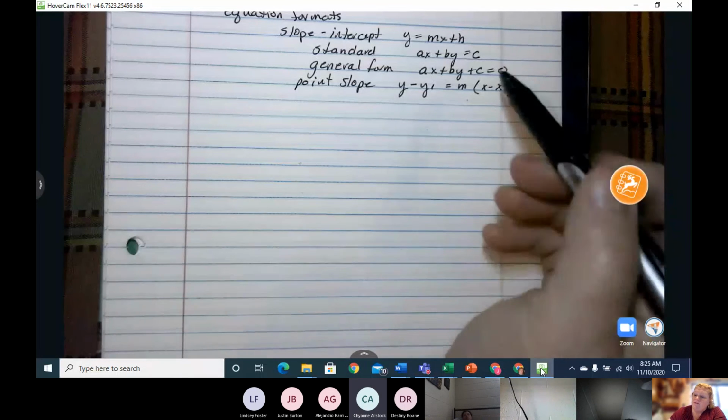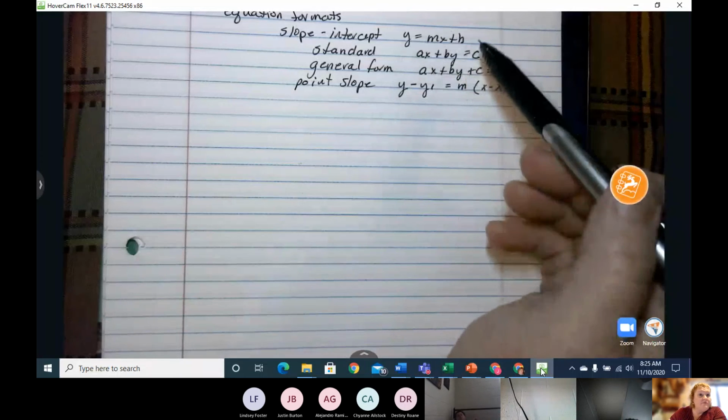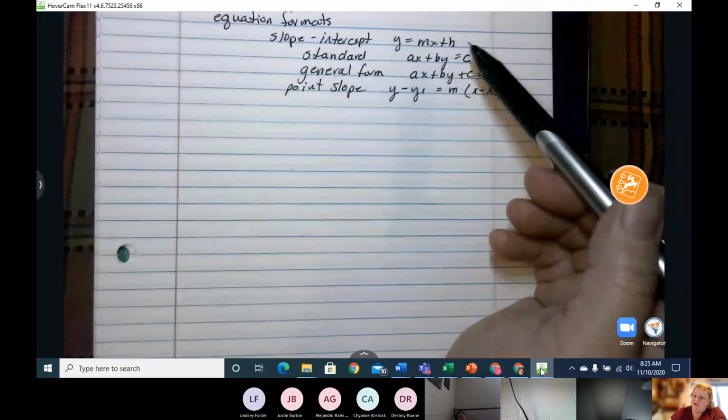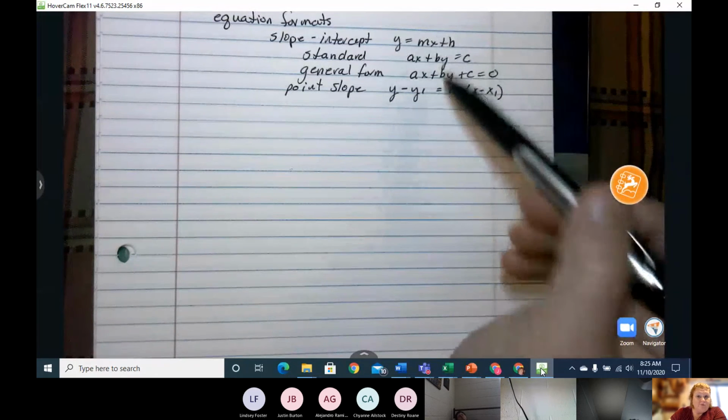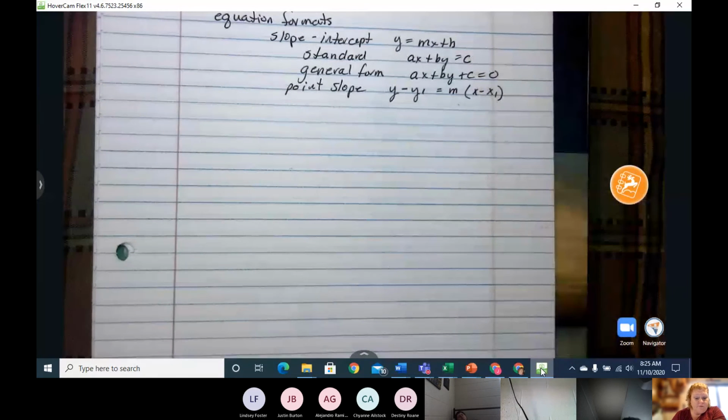You should be able to use the equation of a linear function in any of these forms and be able to go back and forth from any of those forms.